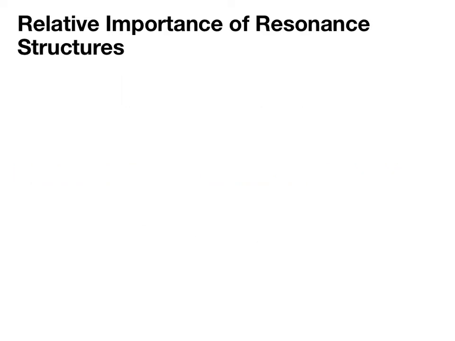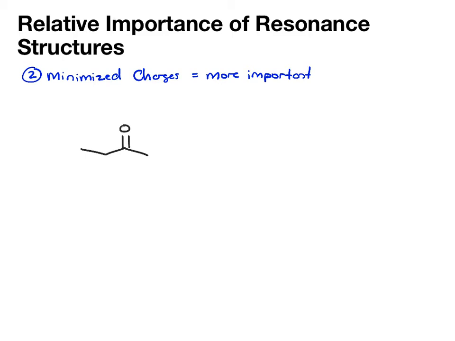The second thing has to do with charges, and the more important structure has charges minimized. So going back to our ketone example, we have two resonance structures, like this. But in the case of these two, the one on the left has minimized charges. It's uncharged. So it is the most important or the major resonance contributor.